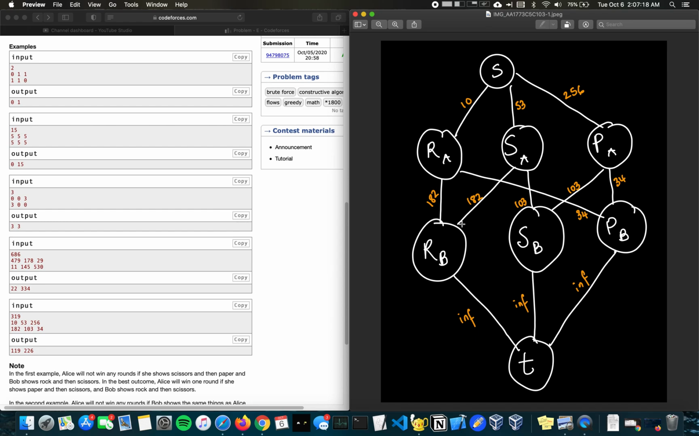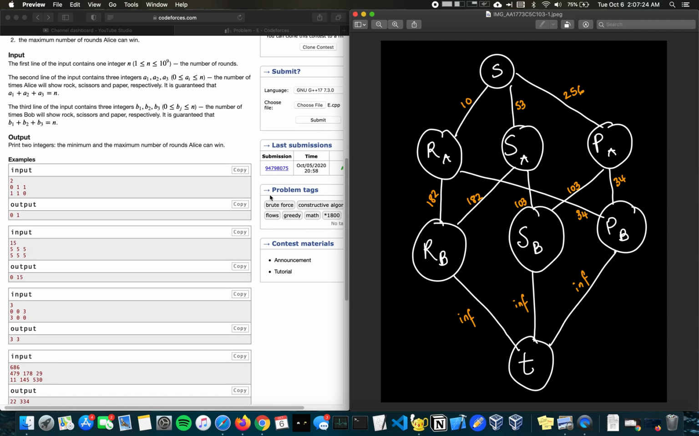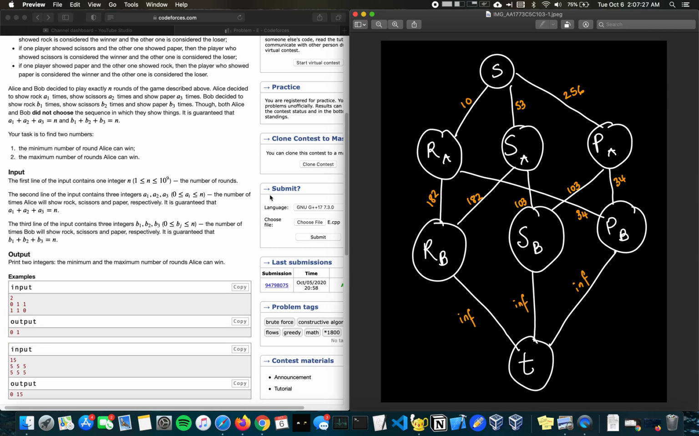Since we're trying to find max flow and we're trying to find the min number of games that Alice could win, let's make this into a problem with the max of something. So let's find out the max number of games that Bob can't lose, right? Because if Bob can't lose, that means Alice won't win. So for Bob to not lose, either Alice and Bob play the exact same element, or for example, if Alice plays rock, then Bob plays S. So this would be that edge.